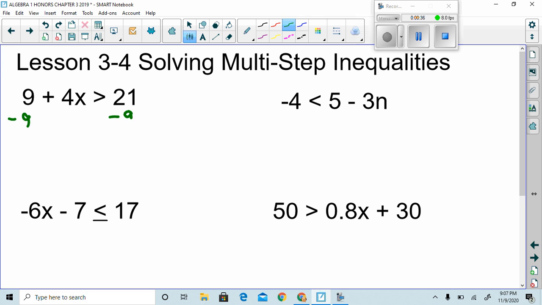By subtracting 9, we'll get 4x is greater than 12. Lastly, we'll divide by 4. We see that x is equal to all real numbers that are greater than 3.